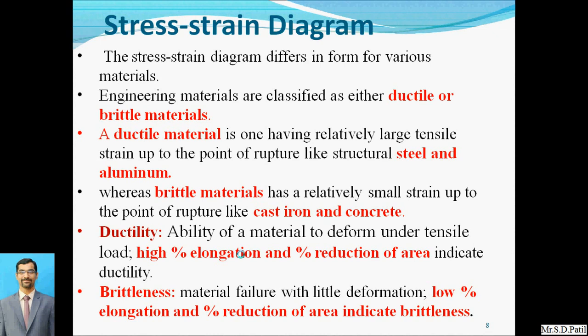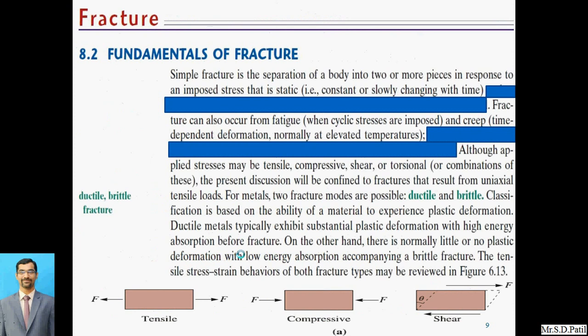Now just to understand the meaning of ductility and brittleness. Ductility is the ability of a material to deform under tensile load. That is nothing but a high percentage of elongation and percentage of reduction of area, which indicates ductility. If the percentage of elongation is very high, that is a ductile material. And brittleness is material failure with little deformation, meaning not much deformation occurs but the material fails. That is nothing but a low percentage of elongation and low percentage of reduction of area, which indicates brittleness in the material.